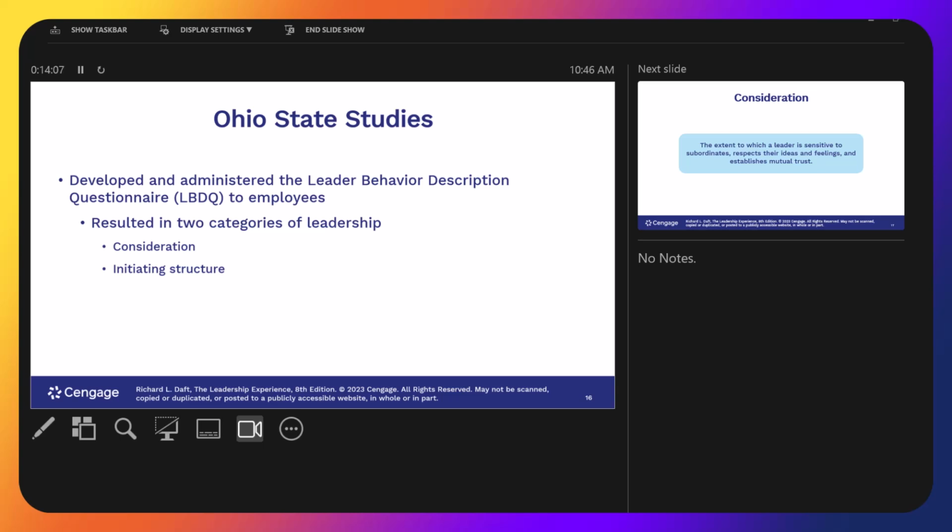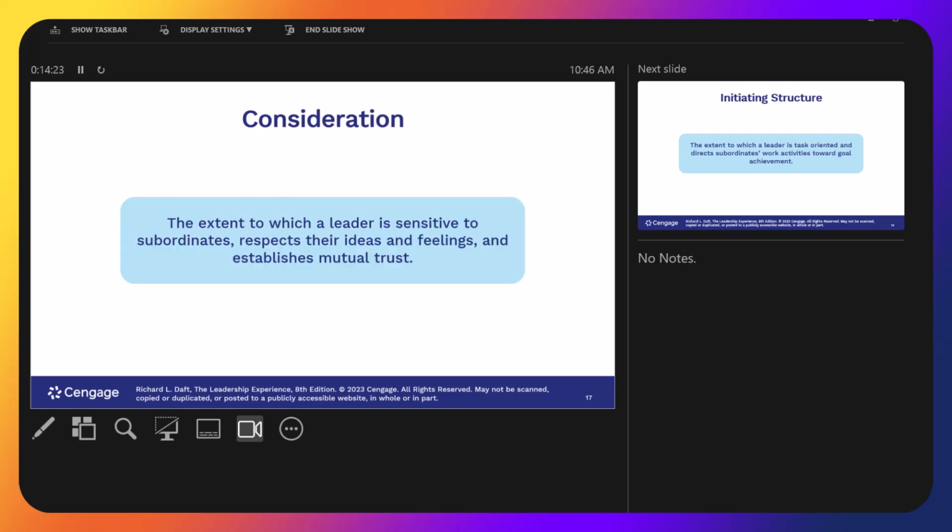Ohio State studies. Here are studies where they developed and administered the leader behavior description questionnaire to employees, which resulted in 2 categories of leadership. So let's talk about consideration in more detail. Consideration: the extent to which a leader is sensitive to subordinates, respects their ideas and feelings, and establishes mutual trust. So it's a considerate leader. She is a leader that respects the people that work for her.